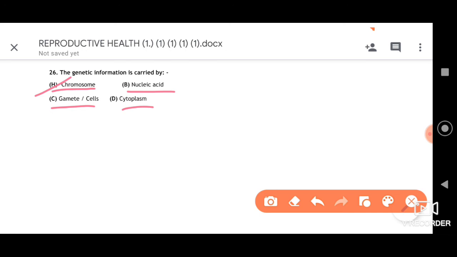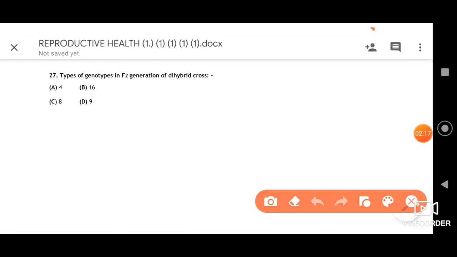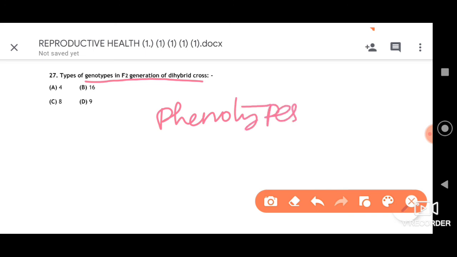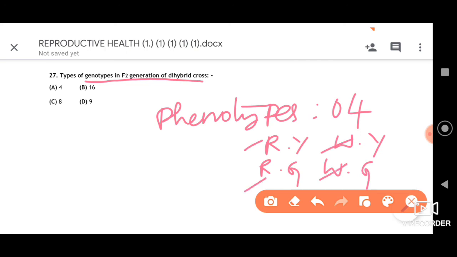Then, dear friends, next question: types of genotypes in the F2 generation of a dihybrid cross. Of course, this is an interesting question. Remember, in the F2 generation we are going to get 4 phenotypes, my dear friends. That is, round yellow, then round green is the second one, then wrinkled yellow is the third one, and wrinkled green is the fourth one. These 4 combinations we are going to get in the F2 generation.